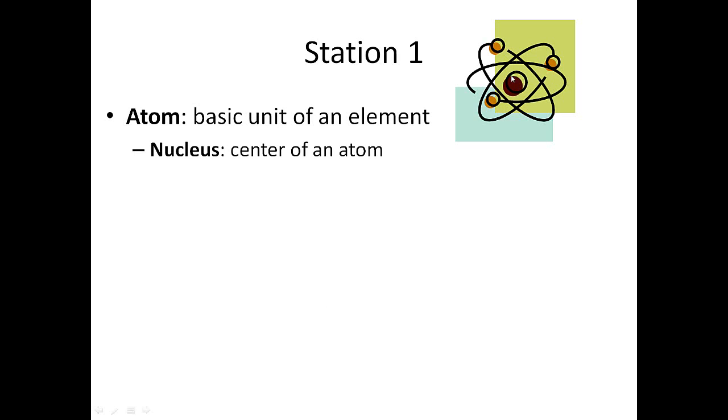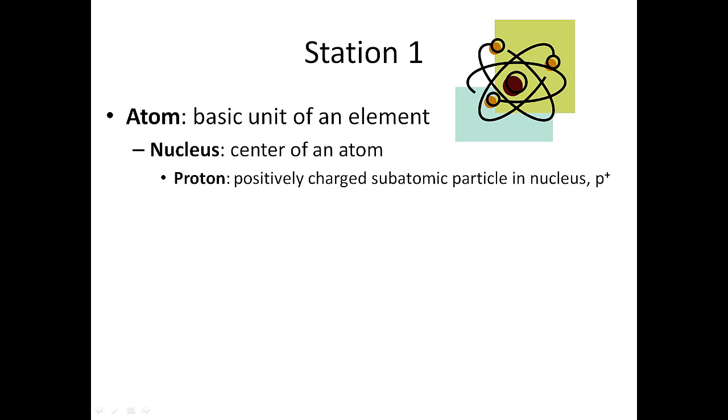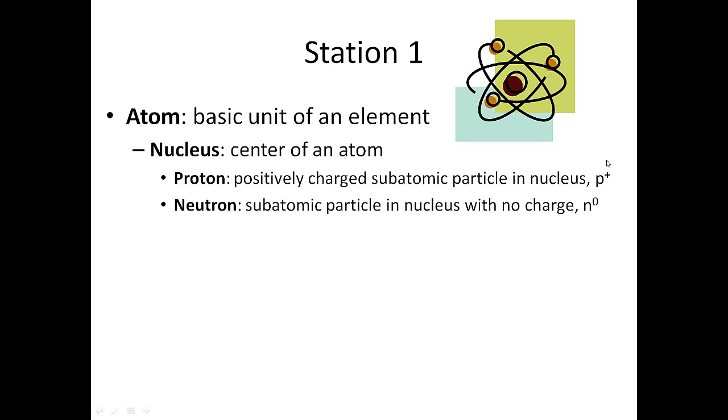The nucleus would be this reddish center, and why it's not completely accurate, there's many reasons, but one is because there's two different subatomic particles located in there. You should see protons, positively charged subatomic particles in the nucleus, and we abbreviate it P+. And you should also see some neutrons in there. Subatomic particle in the nucleus with no charge, N0 is how we abbreviate it.